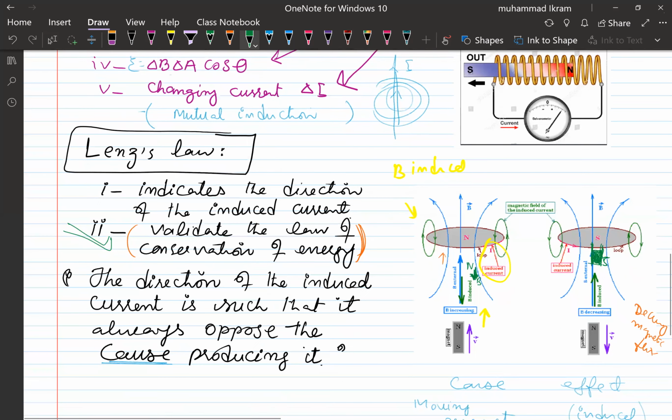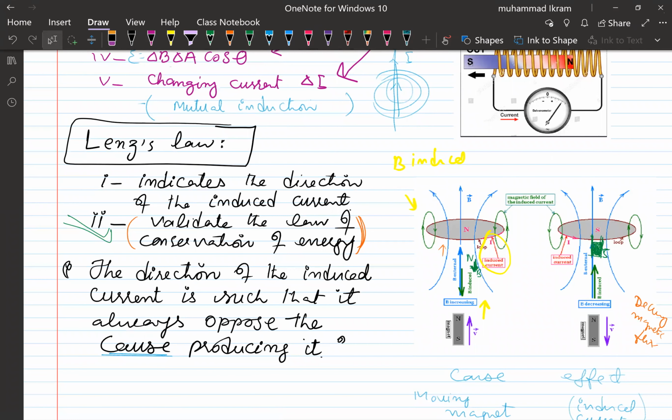So in order to produce or maintain the induced EMF, you have to keep the magnet constantly moving, and this will require energy. And in order to increase the induced EMF, there will be a greater induced magnetic field and then greater opposition, and you need more energy. This is why to produce energy on the industrial scale, you need a large dam to run turbines. Turbines run generators, and this is how electricity is produced, right? So that is all about Lenz's law.